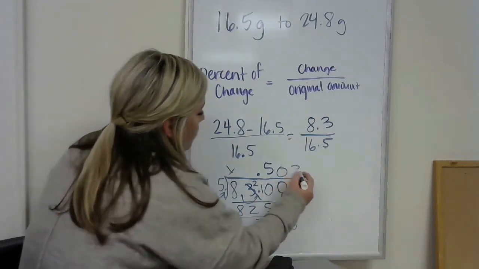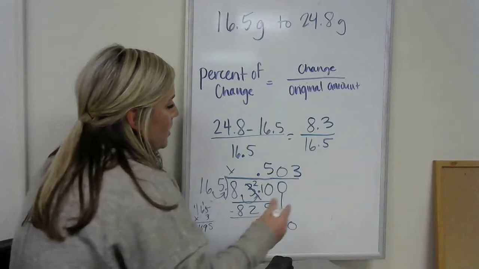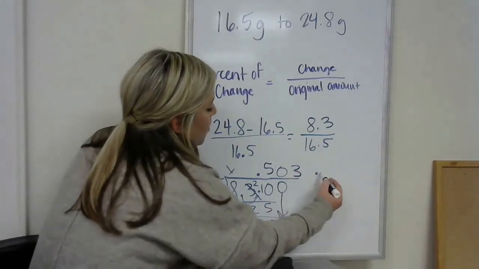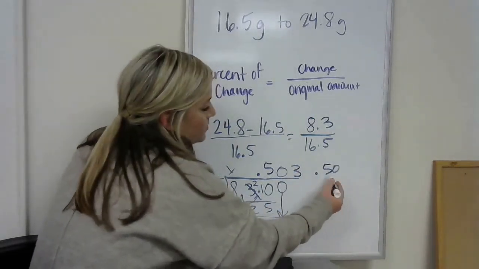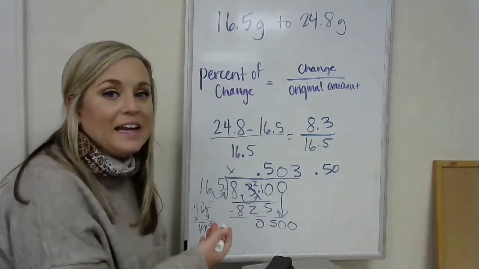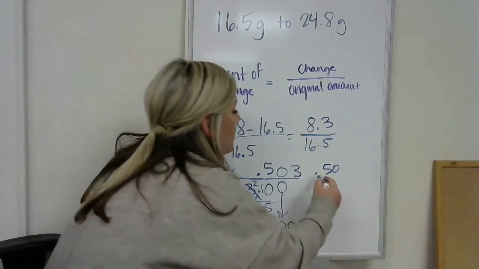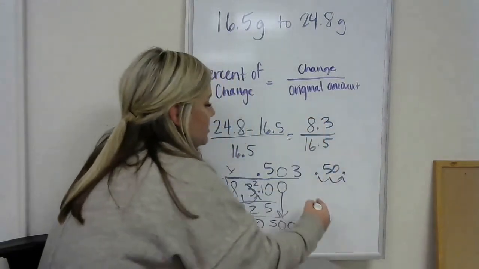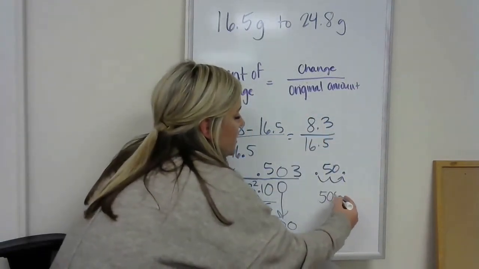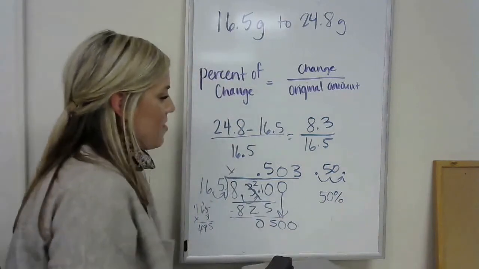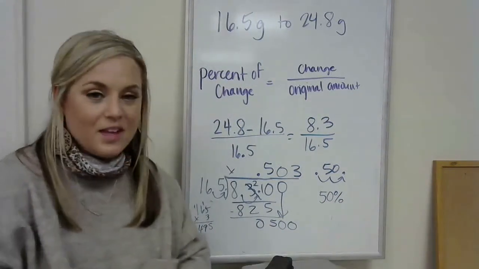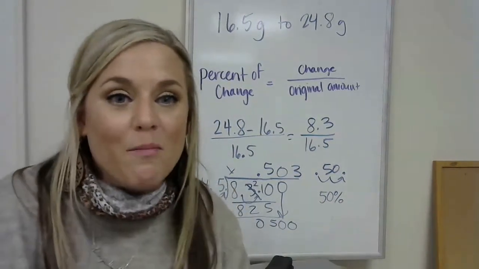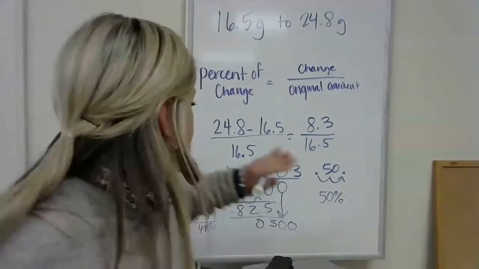Okay. 0.3. So if I'm going 2 decimal places, this is 0.50. But we have to turn that into a percent by moving our decimal 2 places to the right. And the percentage change on this one is 50%. We will come back in a few minutes and do another example.